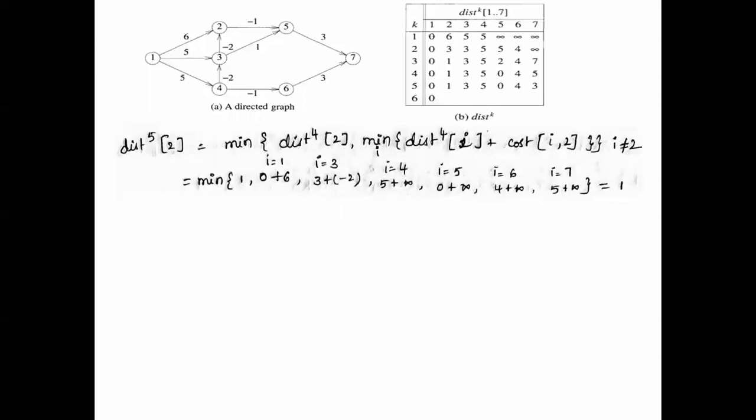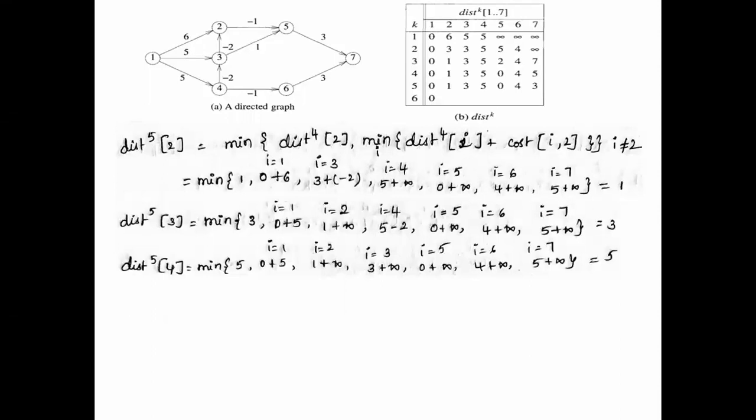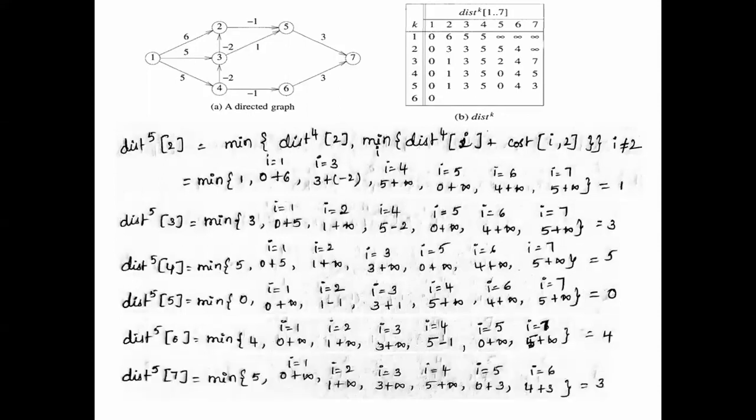So here, this is the fifth array. So distance of 5, 2 is equal to 1. 5, 3 it is equal to 3. Then 5, 4 it is equal to 5. 5, 5 it is equal to 0. And 5, 6 it is equal to 4. And 5, 7 it is equal to 3.